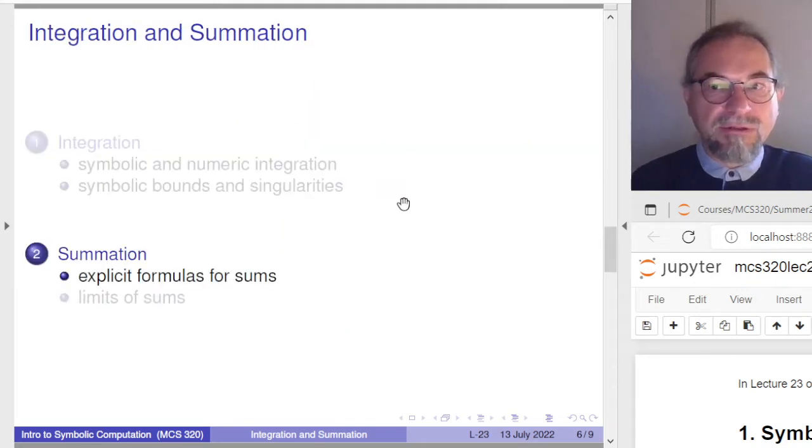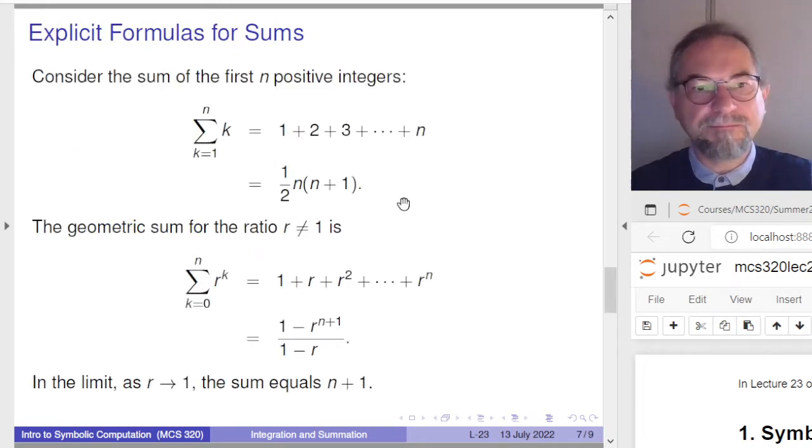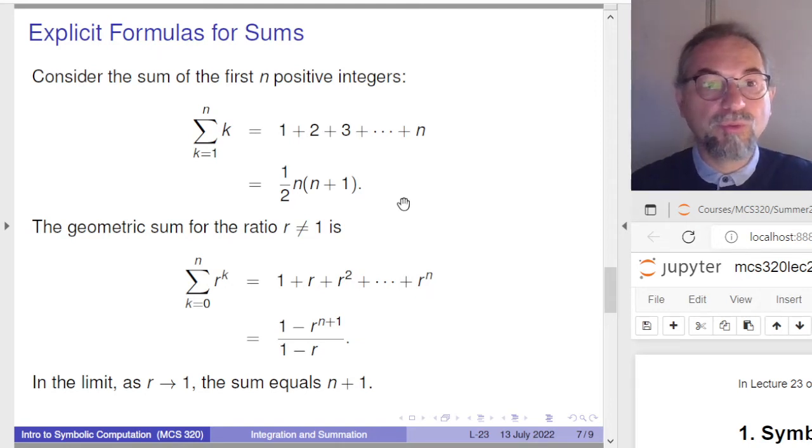Okay, so integrals are actually limit cases of sums. So we can apply symbolic computation to give explicit formulas for sums. So this is extremely useful. So here we have a summation of n terms, which would require n minus 1 additions to compute, but there is a very simple explicit formula that gives the exact value of this sum.